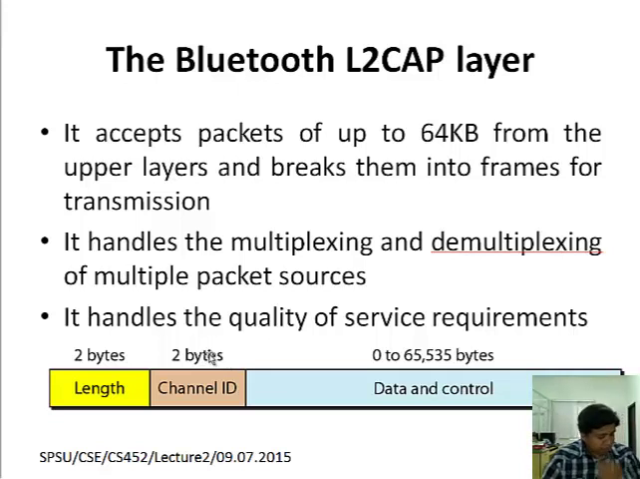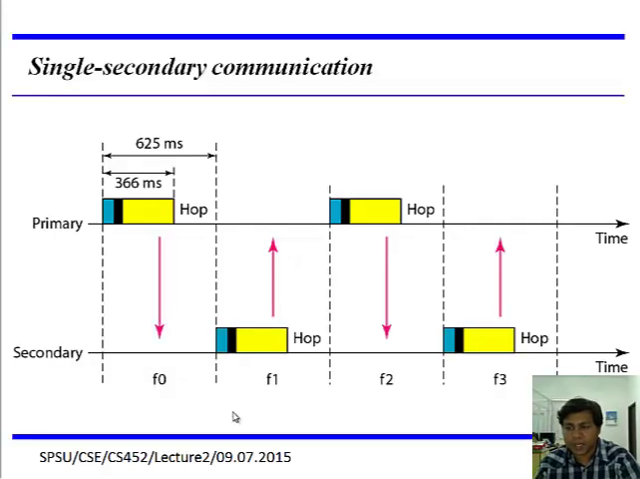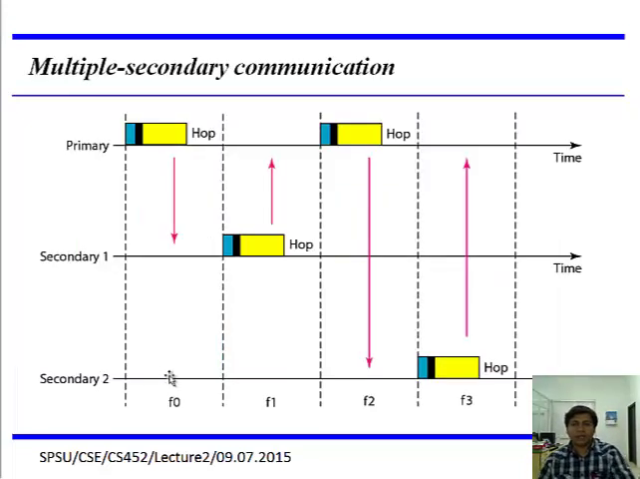And L2CAP has some specific duties: multiplexing, segmentation, reassembly, QoS and group management, and it handles both data and control, which you have all studied in the previous semester. This is what is done by the Bluetooth L2CAP layer. Now coming back, the Bluetooth baseband layer handles two things, that is single secondary communication and multiple secondary communication.